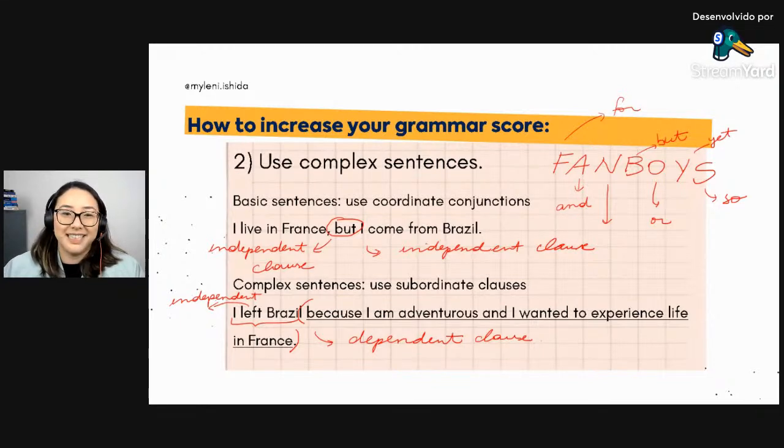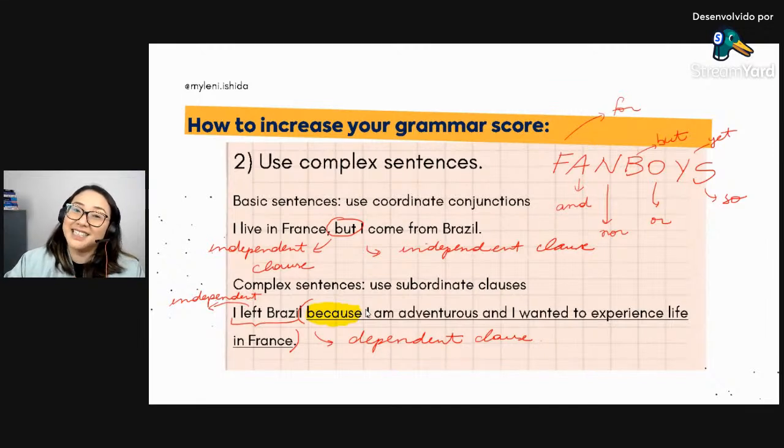The N from the fanboys is nor. Okay, I had forgotten. Nor. So in this example, the subordinating conjunction is the word because. Ah, teacher, this is so easy. Every time I use the conjunction because, I'm gonna have a complex sentence. Yes, that's it. But be careful.